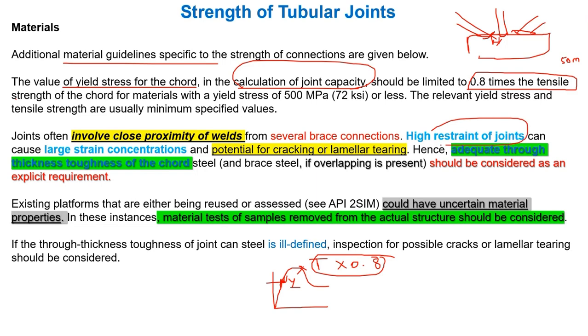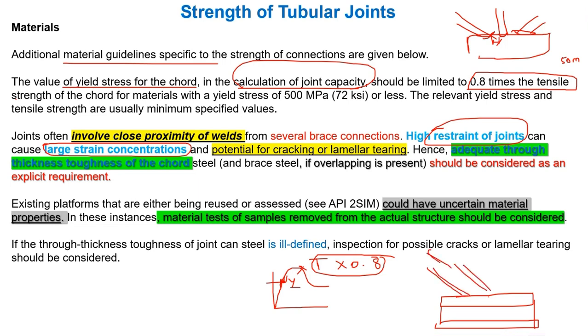So with high restraint of joints, and so many close-proximity welds, it will have large strain concentrations. If large strain concentration happens, there is a potential for cracking and lamellar tearing. That means if you have the can member like this, imagine this is the thickness of the can, and we have the brace like this. When some tensile load is coming, it should not tear like this. That's lamellar tearing through the thickness direction.